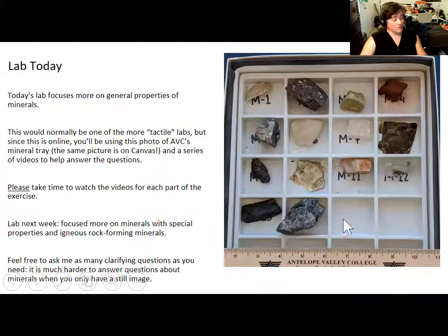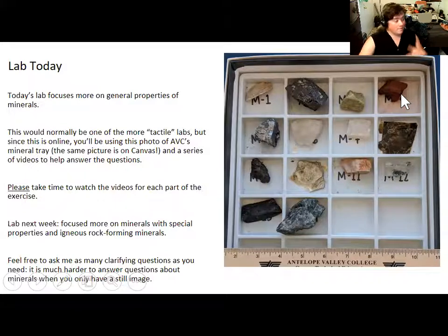So this is what your mineral tray would have looked like if you'd actually gotten to do this in person. For this lab, you are going to be doing your best to make do with a picture, and this is the same exact photograph that is on Canvas. I realized that some of the numbers are covered up. Just to establish it, it goes 1, 2, 3, 4, then 5, 6, 7, 8, then 9, 10, 11, 12, then 13, 14. And if you need to clarify with me what a specific mineral is numbered, I'm happy to do that.